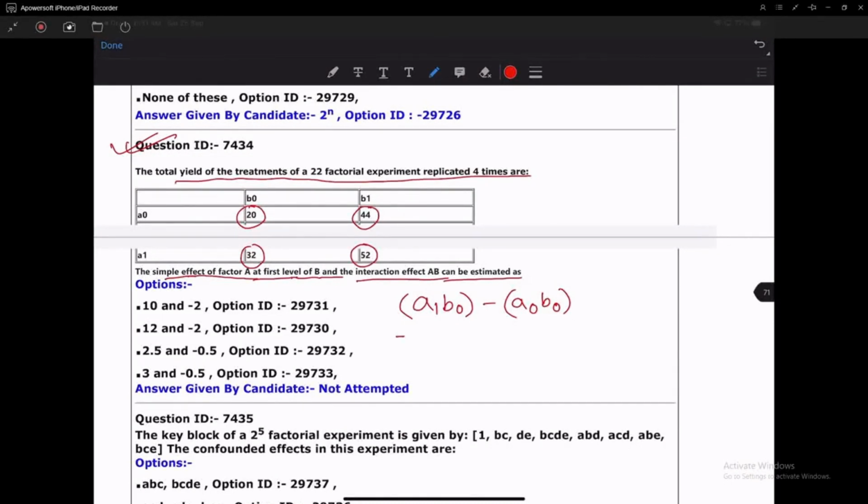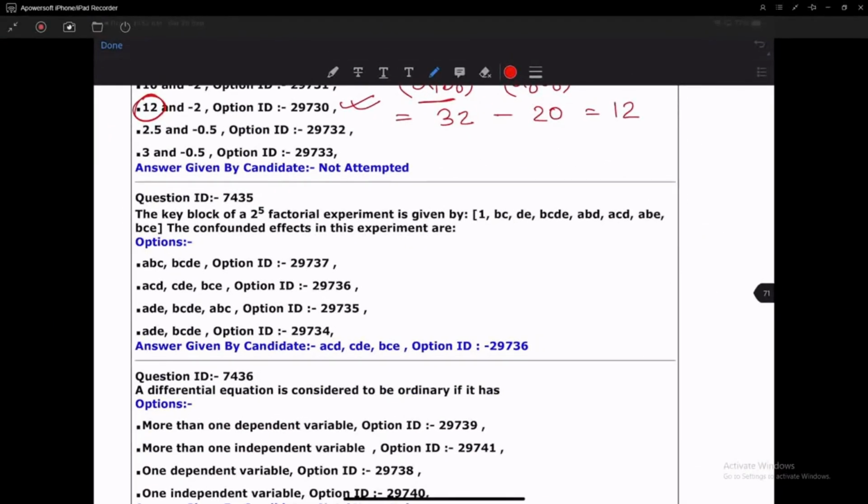So the value of A1 B0 is given to us, which is 32, and A0 B0 is basically 20, so you can get the value, which is 12. You can see that option B has this value, 12, so that's why option B is the correct option. Now let's go to the next problem.